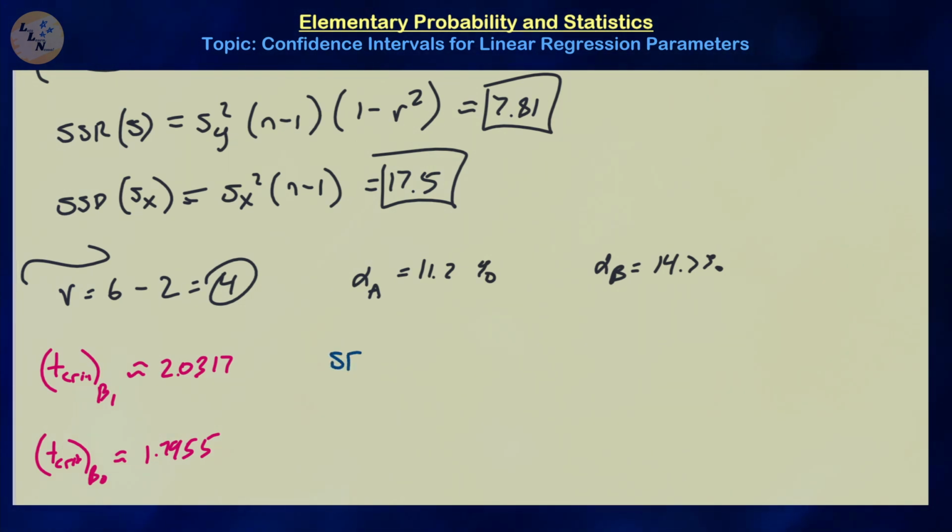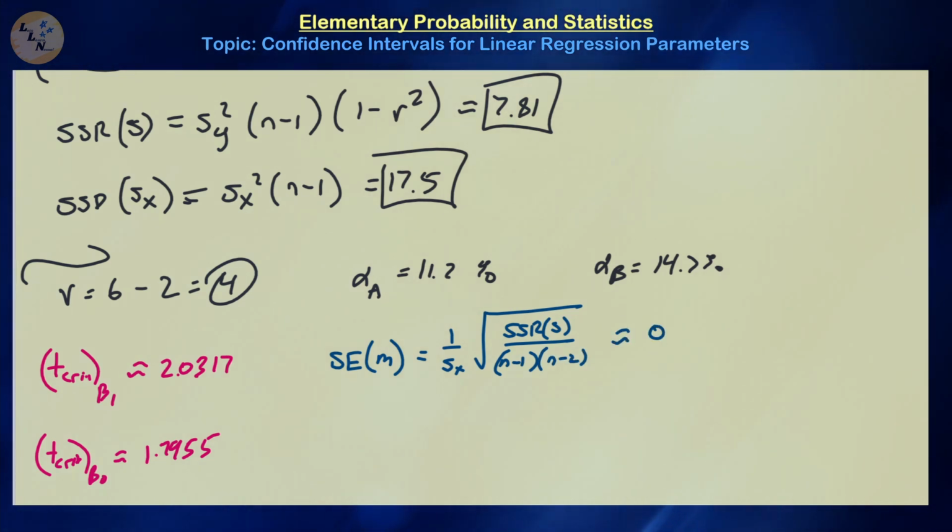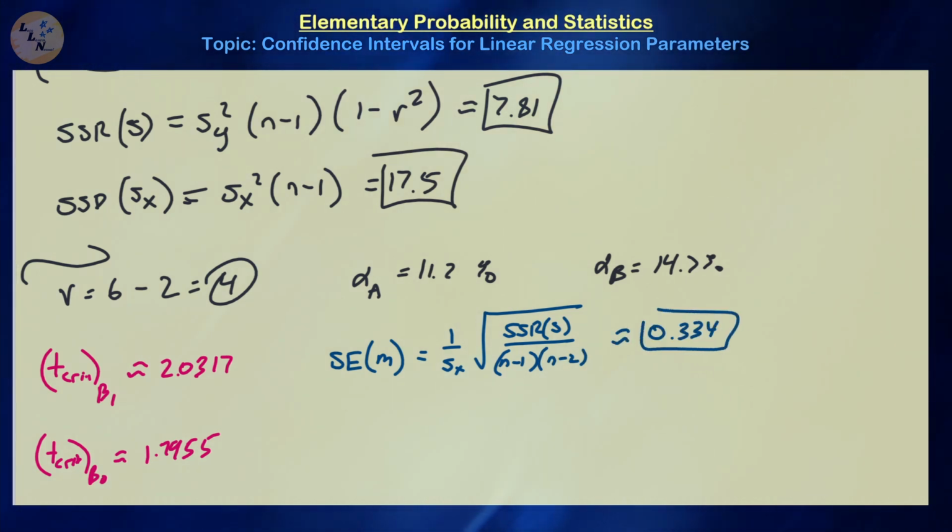Now that we have our t critical values, we just need our standard error for each of these parameters. So the standard error associated with using m as an approximation for beta 1, remember, is going to be equal to 1 over the standard deviation of x times the square root of the sum of squared residuals for our data set, divided by m minus 1 times m minus 2, and you can find that that's going to be approximately equal to 0.334.